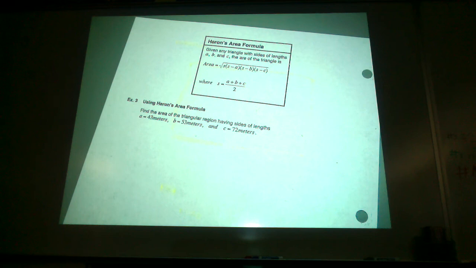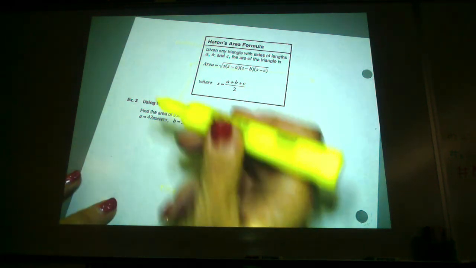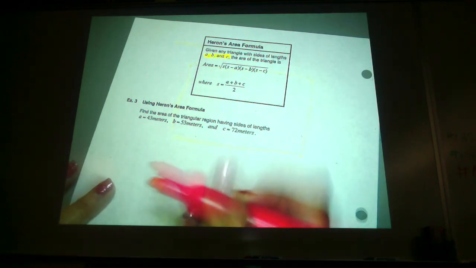All right, so Heron's area formula is used when you have only 3 sides and no angles to your triangle. Now we could use 1/2 base times height, but we'd have to find the height of a triangle that we haven't been given. So rather than go through the horror of finding the height, which we could, but it's kind of a pain, Heron came up with his formula, which, thank you, Mr. Heron.